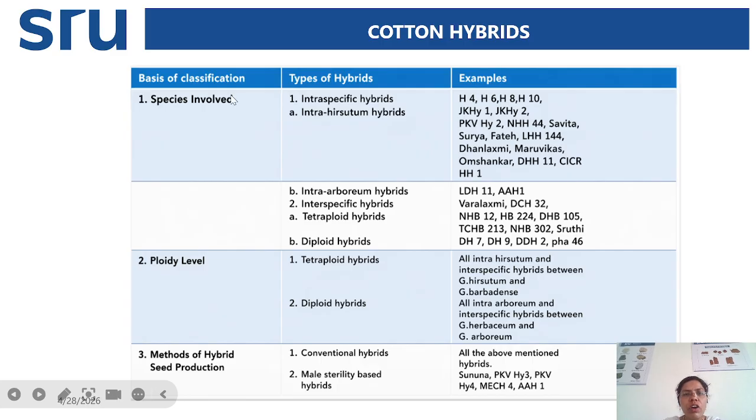Based on the species involved, we have intraspecific hybrids and interspecific hybrids. Based on the ploidy level, we have tetraploid hybrids and diploid hybrids. And based on the method of seed production, we have conventional hybrids and male sterility hybrids. So heterosis breeding is the widely used breeding method in cotton. By using heterosis breeding, they developed the first cotton hybrid, H4, and India is the first country to release a hybrid for commercial purpose in the world.